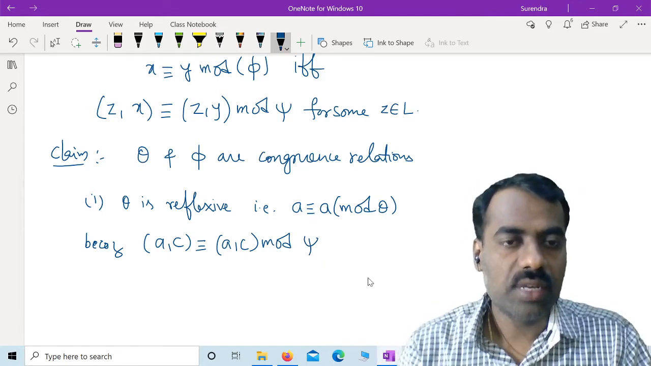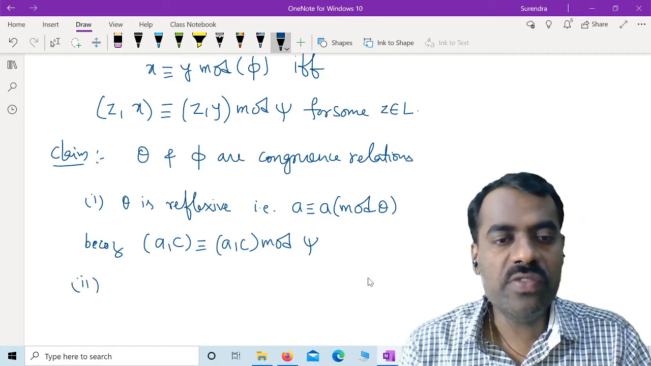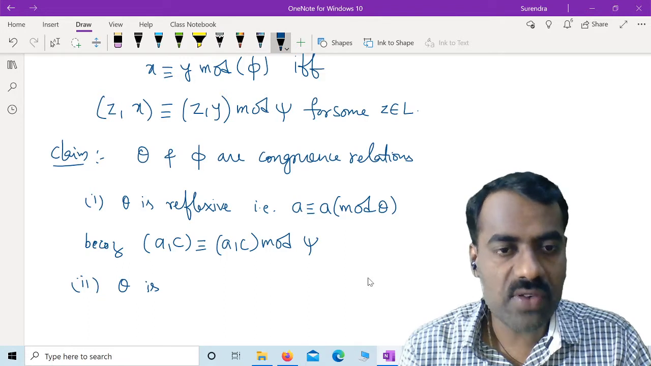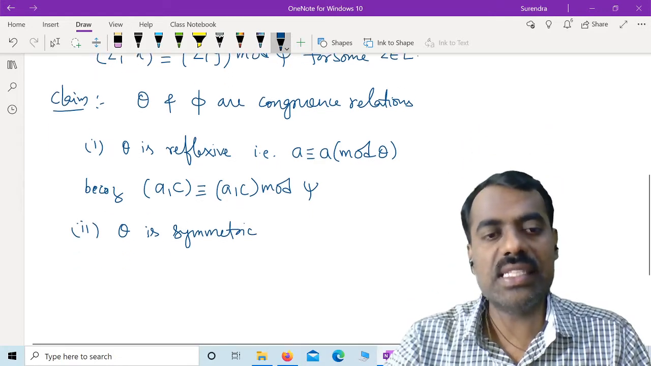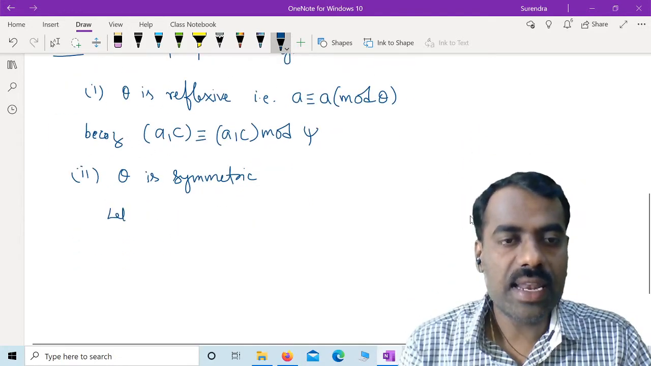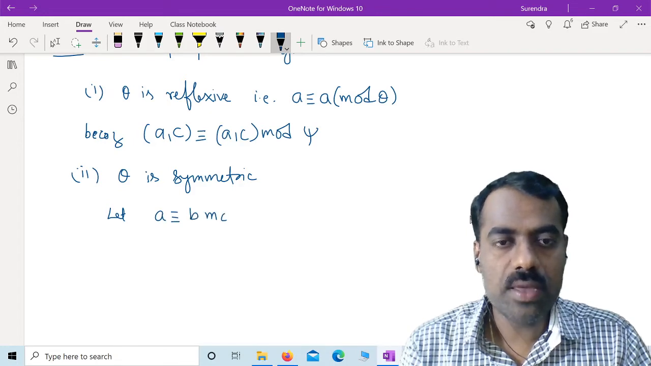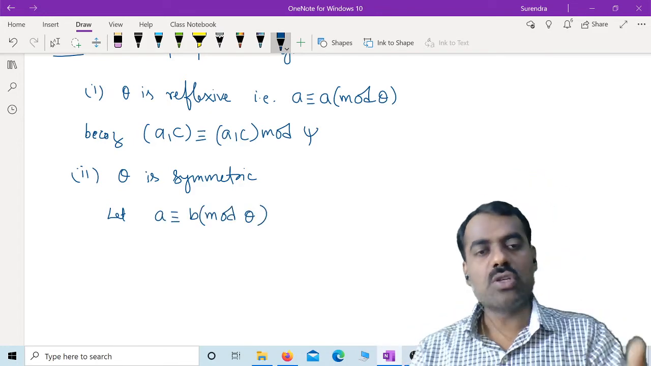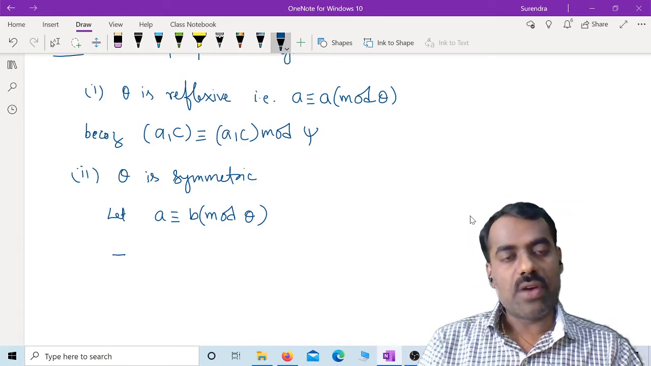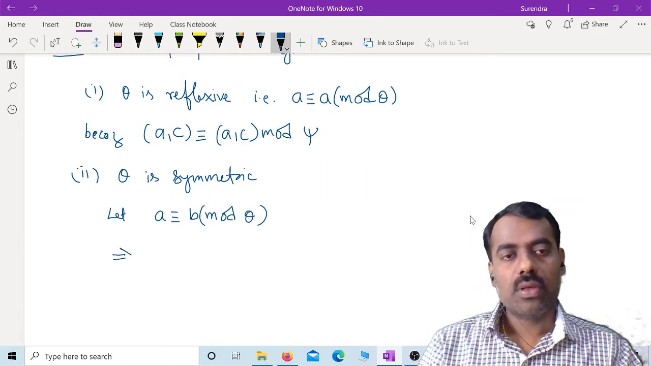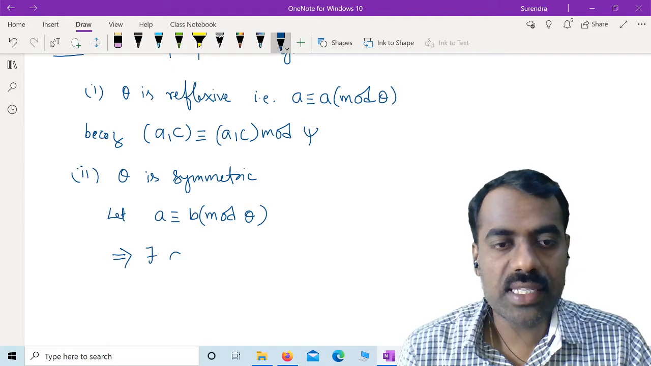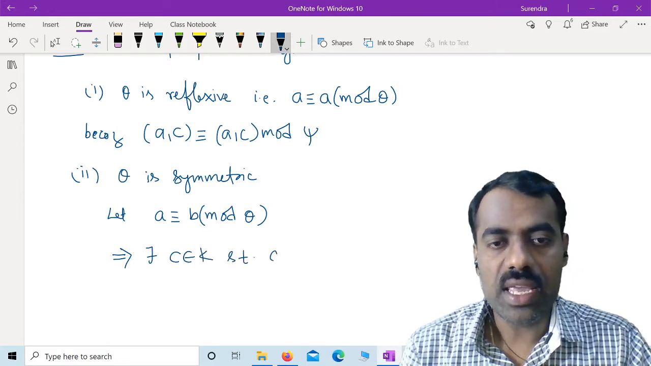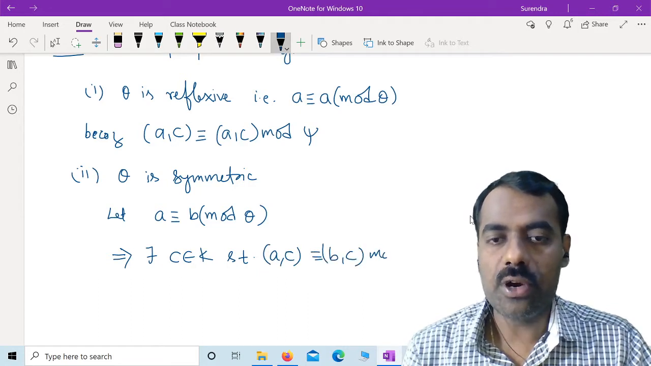Is this clear? Fine. Now what is the second one? To show it is an equivalence relation, we want to show theta is symmetric. So what is meant by saying that theta is symmetric? Let A be congruent to B modulo theta. Somehow we want to show that B is congruent to A modulo theta. But how can you use this? By the relation, as we have defined here, there exists some C in K such that (A, C) is congruent to (B, C) modulo psi.